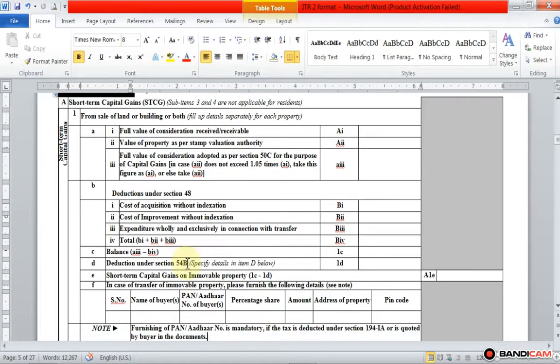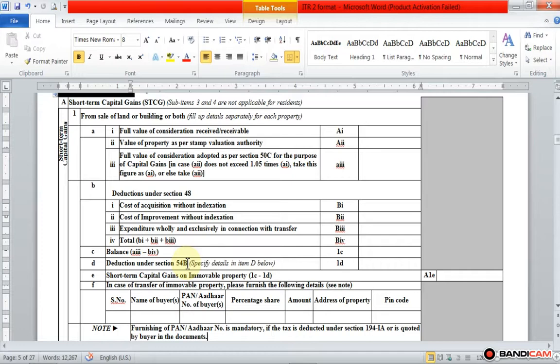Then we put the remaining balance in the A1E column, that is short-term capital gain on immovable property. Here we have to find out the short-term capital gain on immovable property, that is 1C minus 1D. If 1D is not given, then there is no change in the short-term capital gain. The balance capital gain is considered as short-term capital gain. We put the same figure in the A1E column.